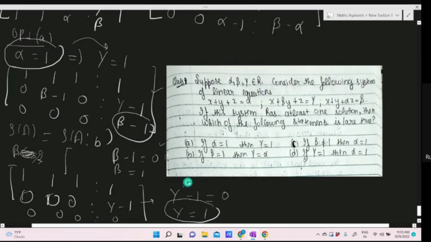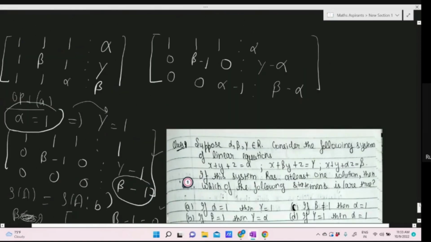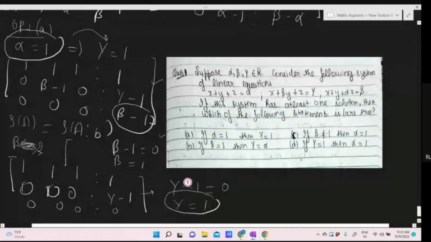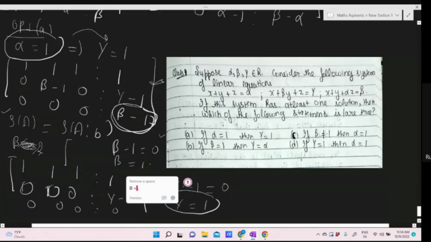Here, what we will do is firstly reduce the system into the row echelon form. Given that the system has at least one solution, the rank of A must be equal to the rank of A augmented B. For the system to have a solution, this element must be equal to 0 for the rank of A to equal the rank of A augmented B. Therefore, beta minus 1 is equal to 0. That is, beta is equal to 1.